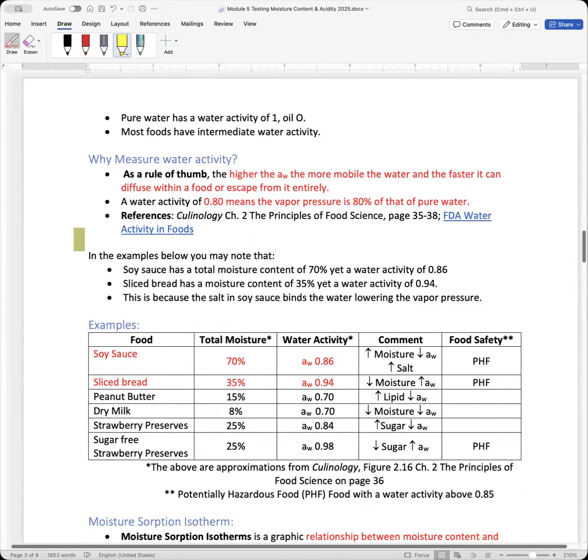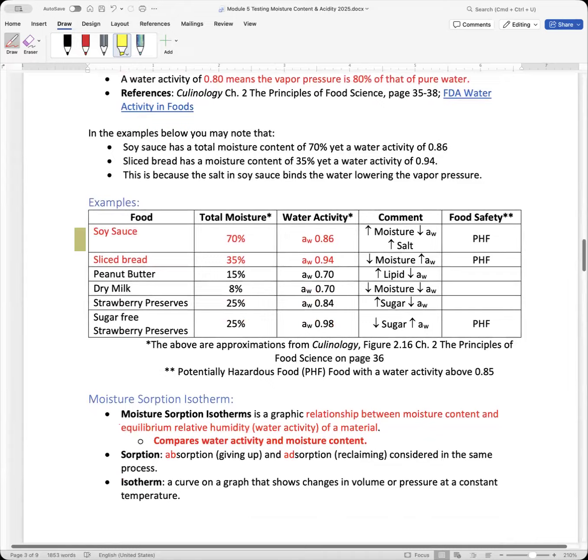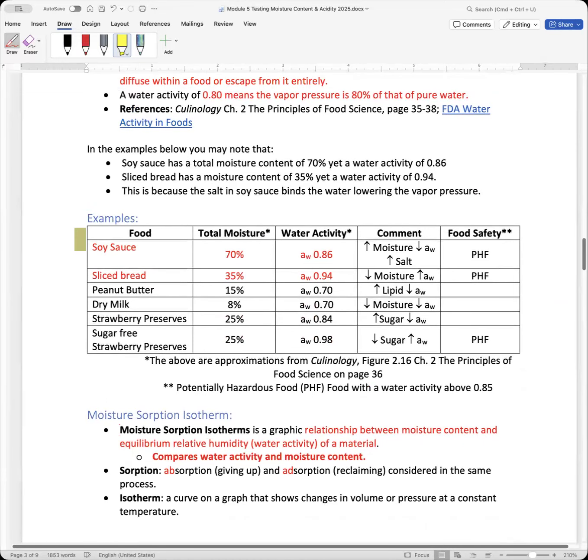So why measure water activity? Because the higher the water activity, the more mobile the water and the faster it can diffuse within a food or escape from it entirely. Looking at a few examples, total moisture content and water activity do not directly correlate. You would think the more moisture, the higher the water activity. Sometimes, but they do not always directly correlate.